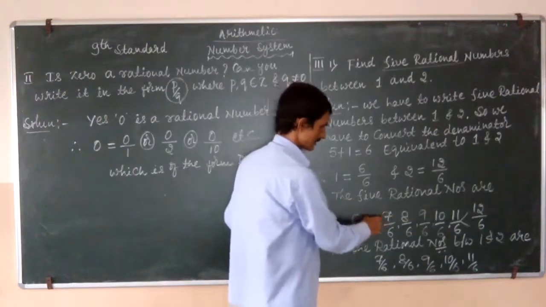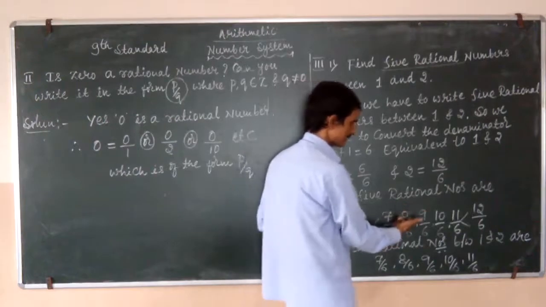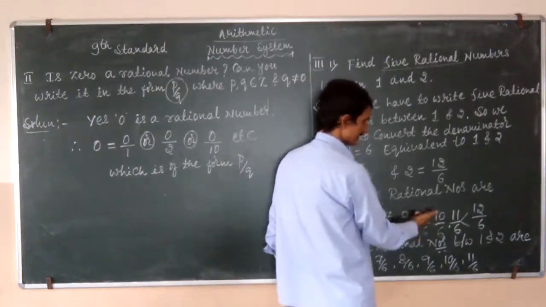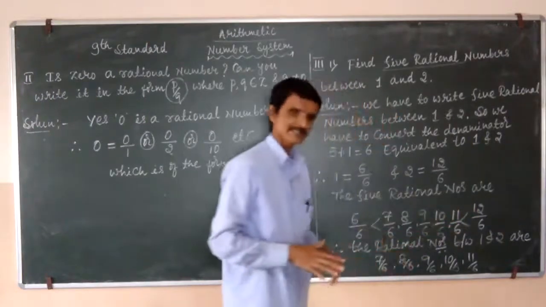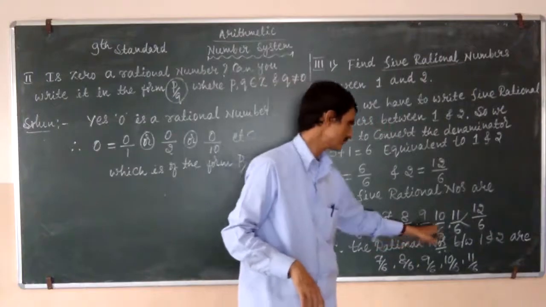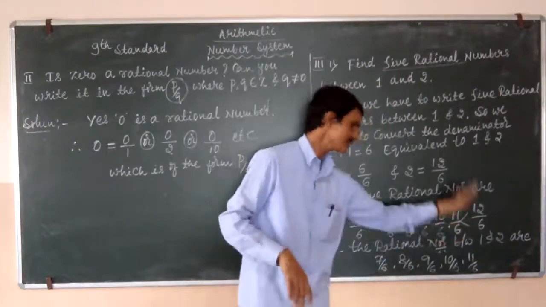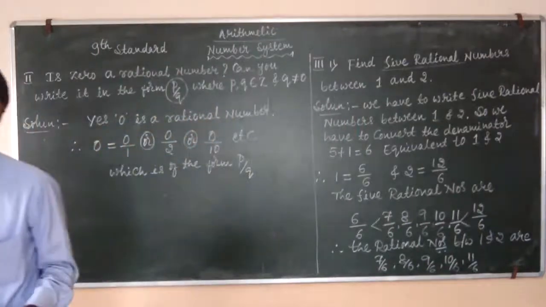6 plus 1, 7 by 6. 7 plus 1, 8 by 6. 8 plus 1, 9 by 6. 9 plus 1, 10 by 6. 10 plus 1, 11 by 6. So we will get 1, 2, 3, 4, 5. They are the rational numbers between 1 and 2.